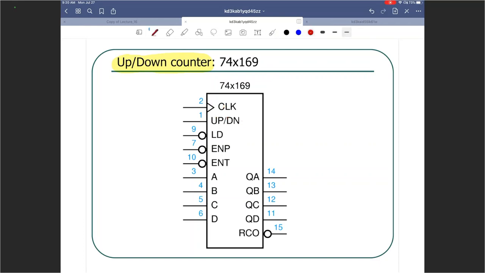So let me talk about that. Up/down. When the signal is up, so if this is 1, then we are counting up, meaning 0, 1, 2, 3, 4, counting up. If this is 0, then we are counting down, 7, 6, 5, 4.